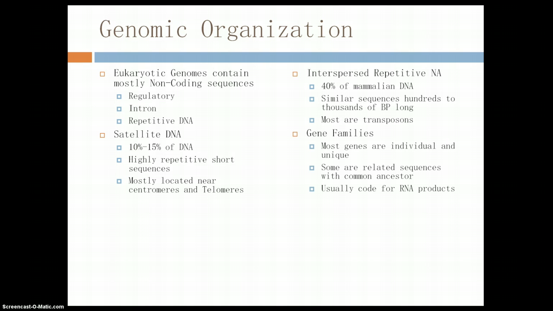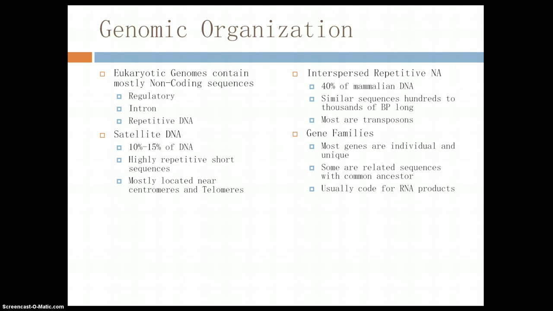We also have sort of interspersed repetitive DNA, all right, and that tends to be 40% of mammalian DNA, and they all seem to have similar sequences, but they're hundreds of thousands of base pairs long. Most of them are transposons, pieces of the DNA that have been moved from one section of the chromosome to the other. That creates variety, but it also sometimes creates large pieces of repetitive non-coding DNA.